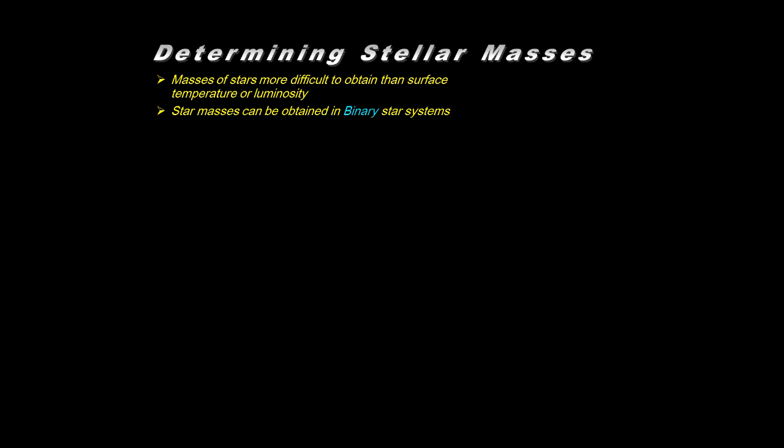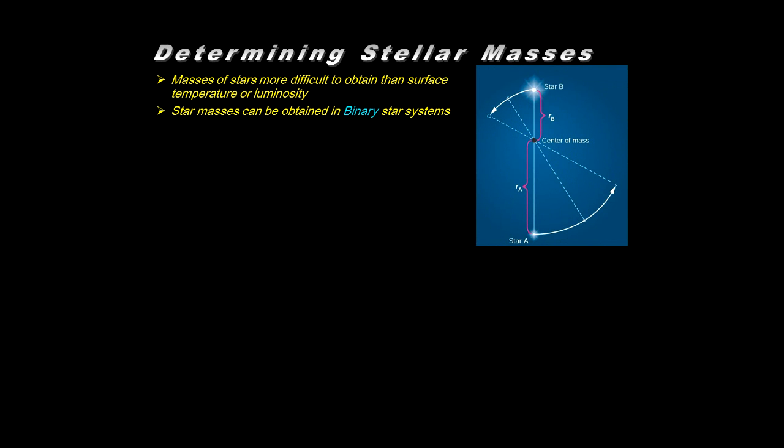Another very important characteristic of a star is its mass, and it's not very easy to get. It's not as easy to get as the temperature, where you can measure the spectra and determine it. So how do we get it? Well, binary systems turn out to be very important in being able to obtain information about mass.